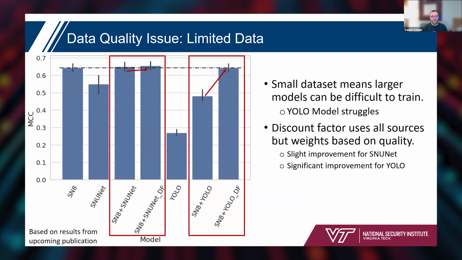So some of the results, here I have some of the Matthews correlation coefficient results for the different models. The SpaceNet 8 baseline model did the best. I kind of suspect because it's the simplest and the data set isn't terribly large that it did well. The next best one is the SNUNet. The YOLO model did pretty poorly. It was a lot worse than I expected.